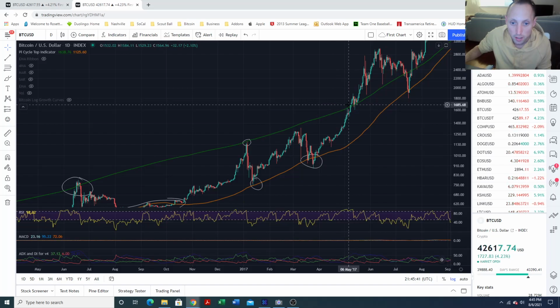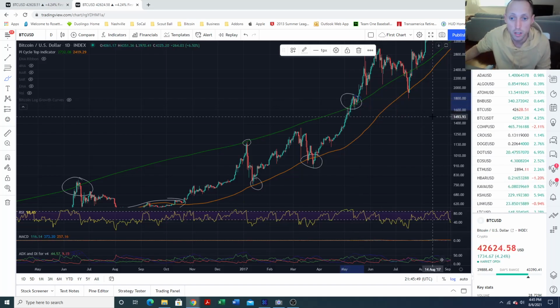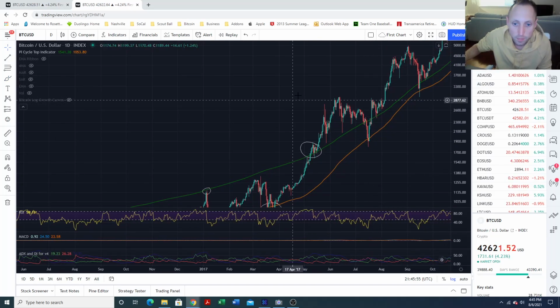Again, we are still in 2017. Came up, broke. This is when Bitcoin started going parabolic. This is when it started really gaining some value. Came up, really stretched itself out. Came back down. Where did it find support?